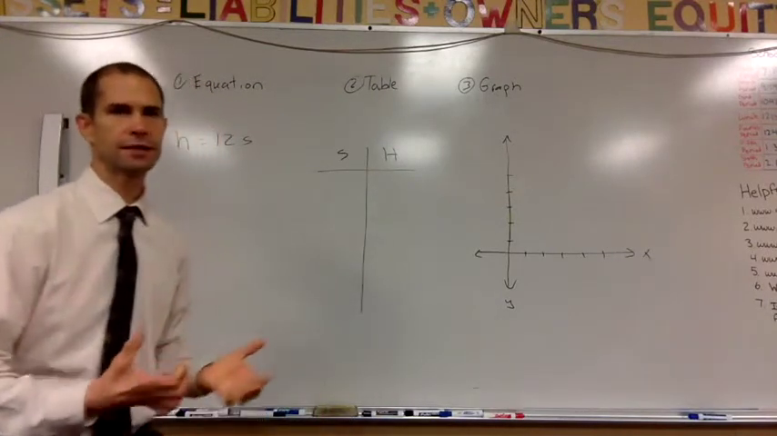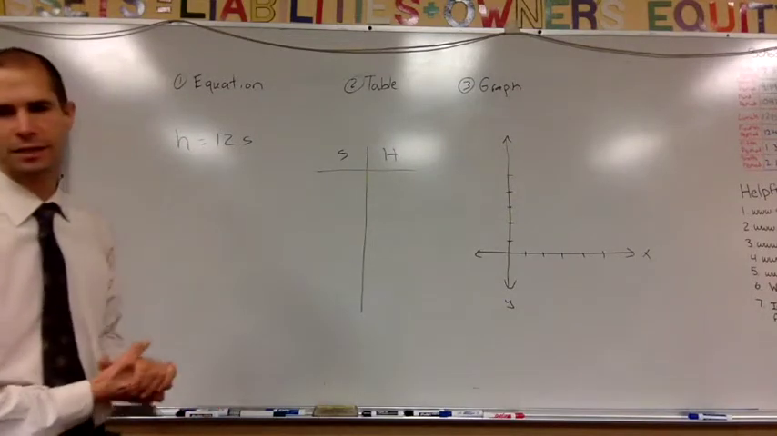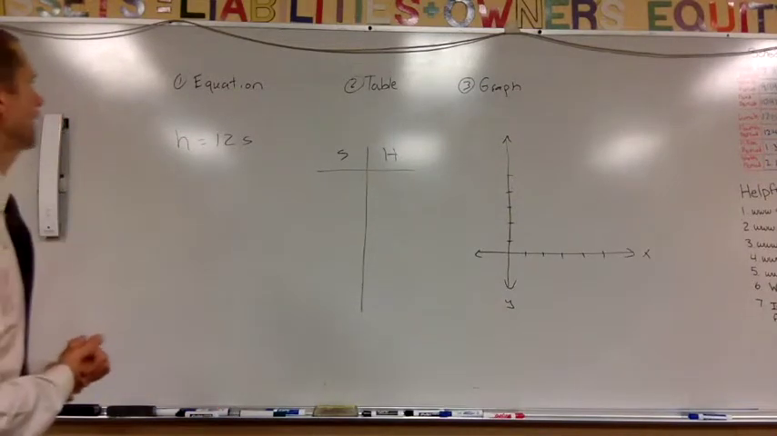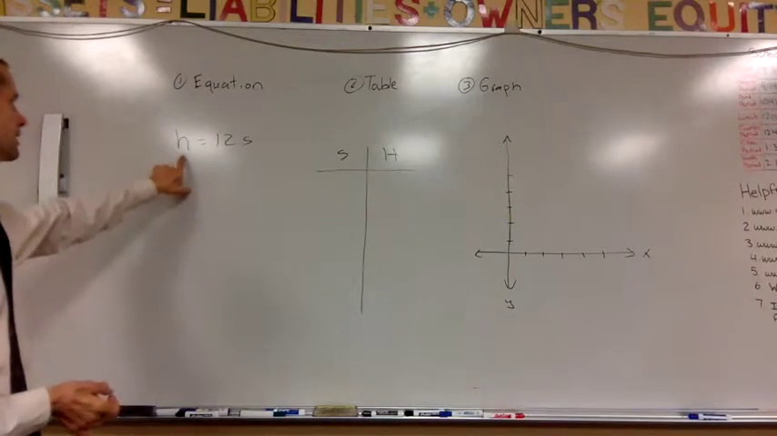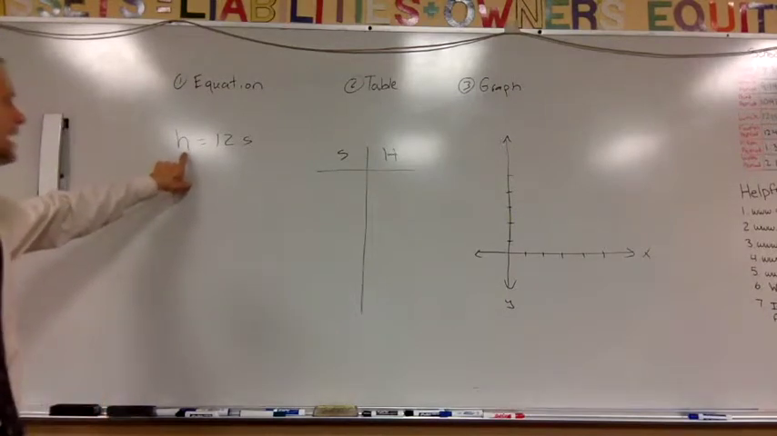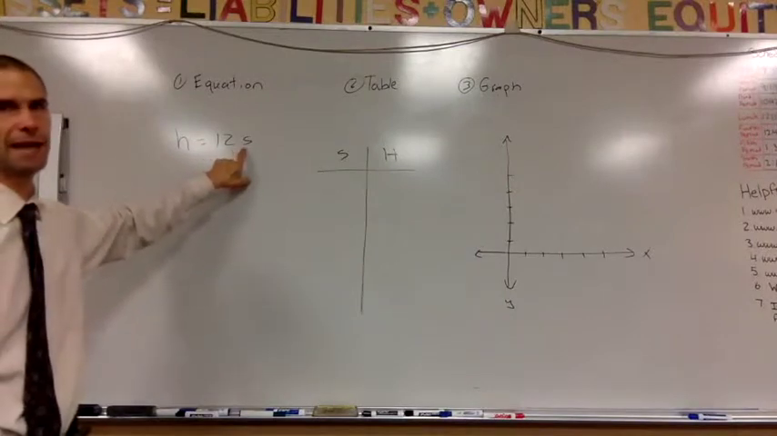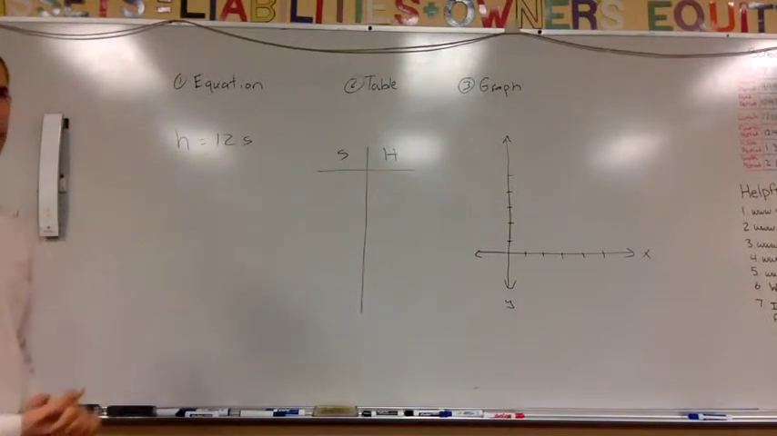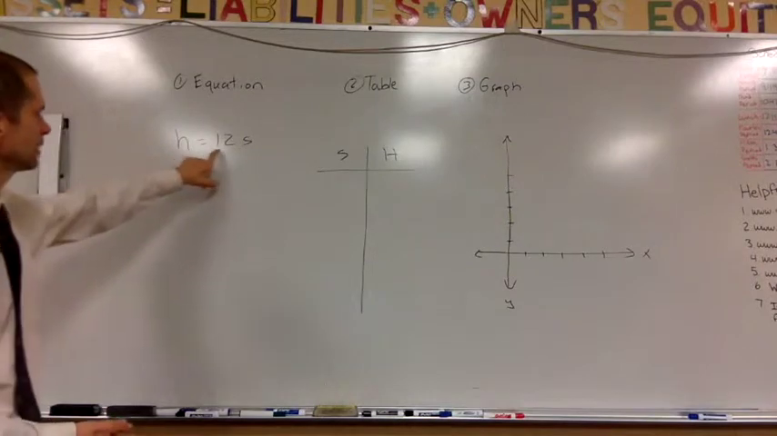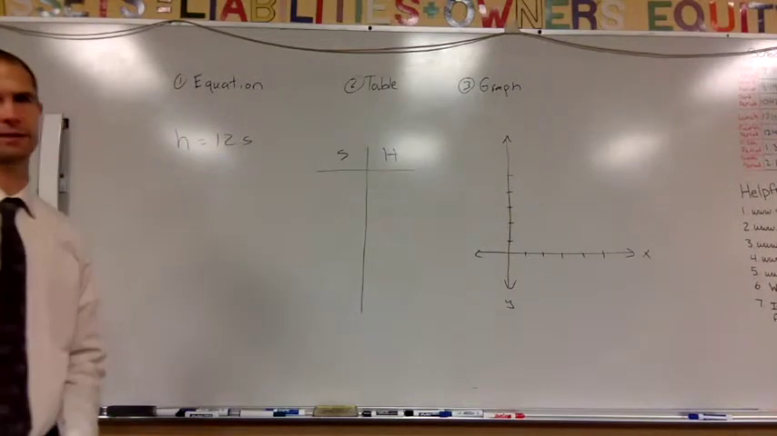Now, first let's define these words. An equation shows us how the variables are related. So take, for instance, this equation, h equals 12s. We have variable h and we have variable s. This equation shows us how they are related. H is 12 times s.